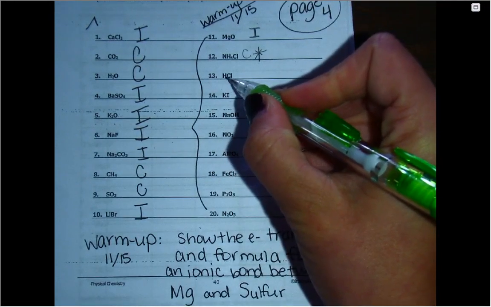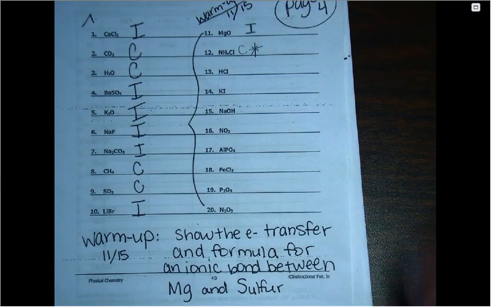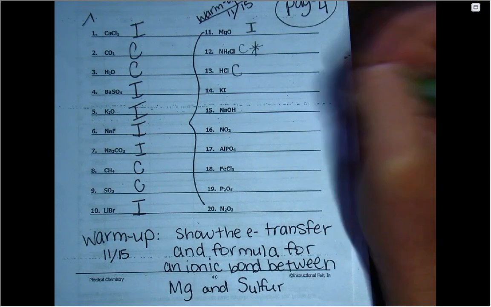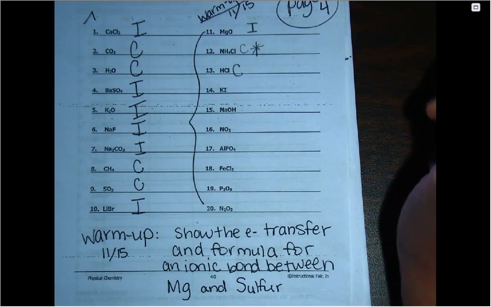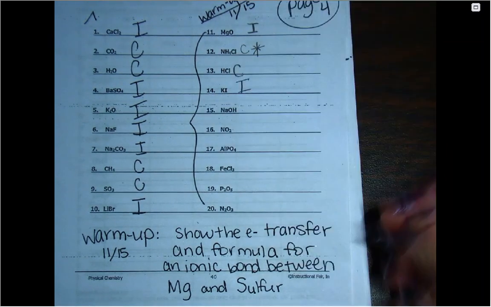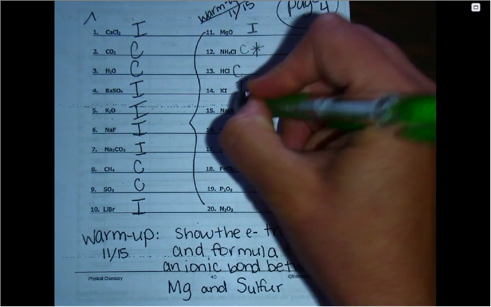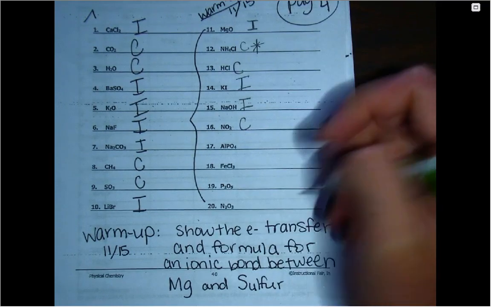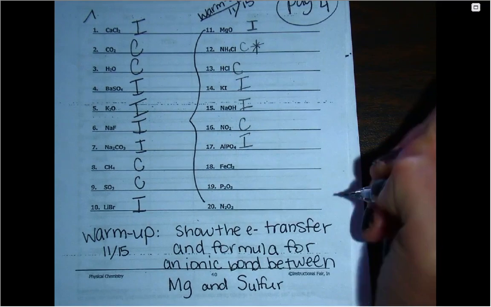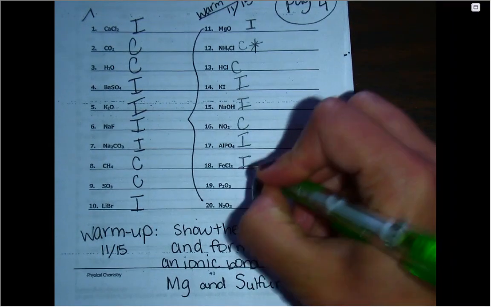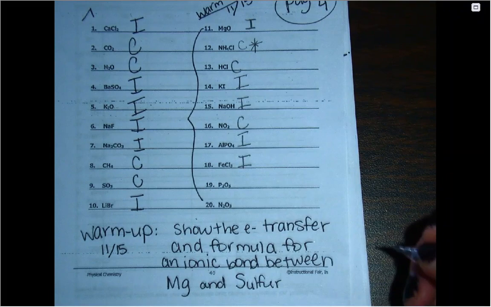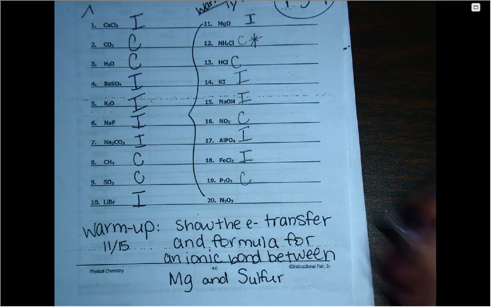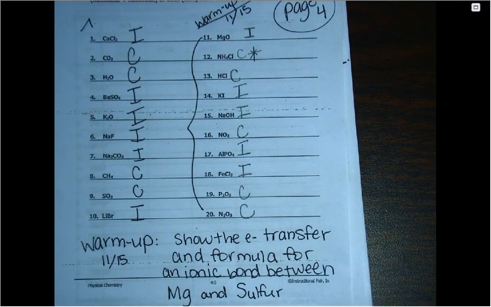All right, then we had hydrogen monochloride, covalent. The other way we name it is hydrochloric acid, okay, but we're not worrying about acids right now. Potassium iodide, ionic, good. Sodium hydroxide, ionic. Nitrogen dioxide, good. Aluminum phosphate, ionic. Iron 3 chloride, ionic. Diphosphorus pentoxide, covalent. Dinitrogen trioxide. All right, so which ones did I use the prefixes for?